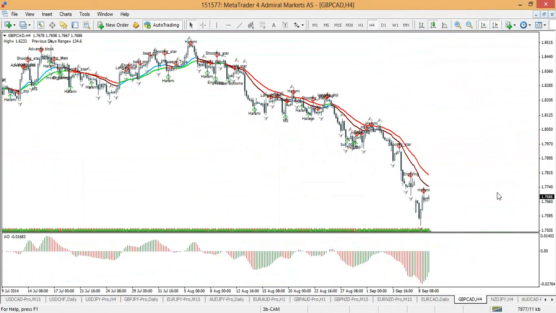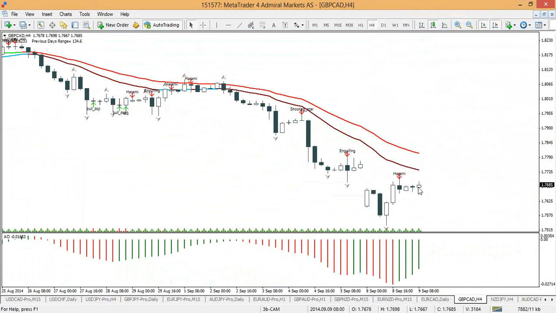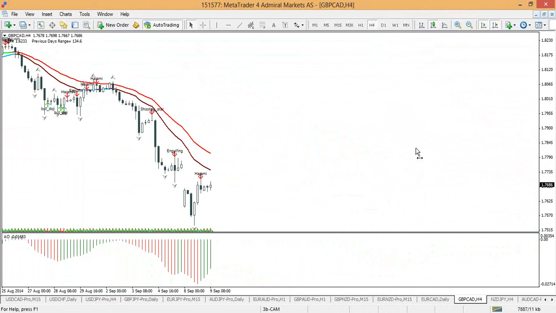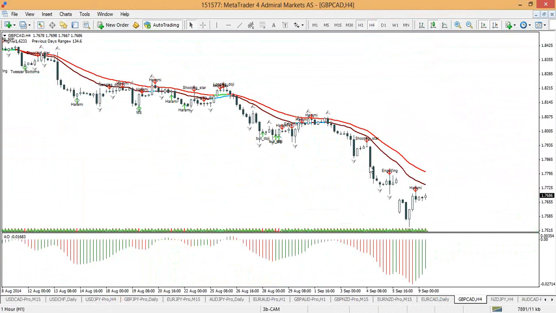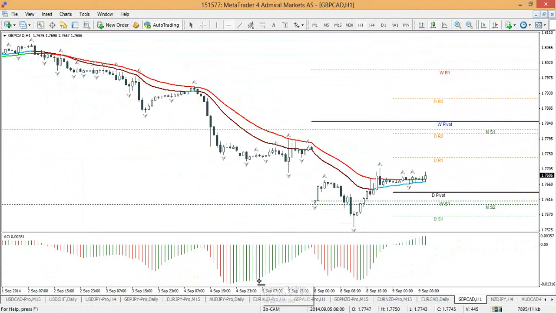We actually had a Harami already, so this might be potentially shorting's moment right here. Now the only disadvantage is that the AO is retracing back to the zero line. So let's take a look at the hourly. Slight divergence between these bottoms.